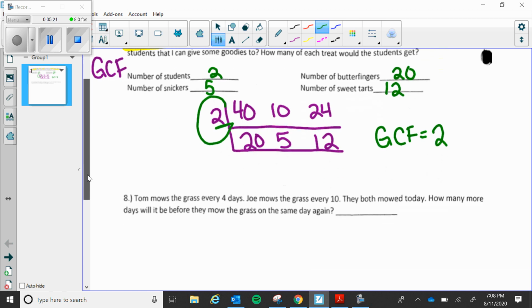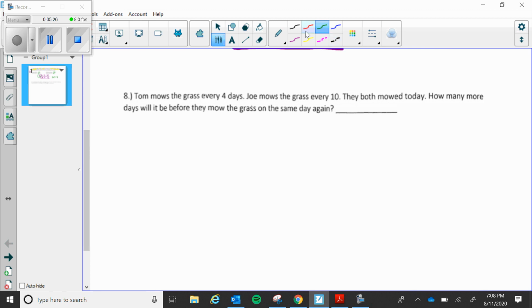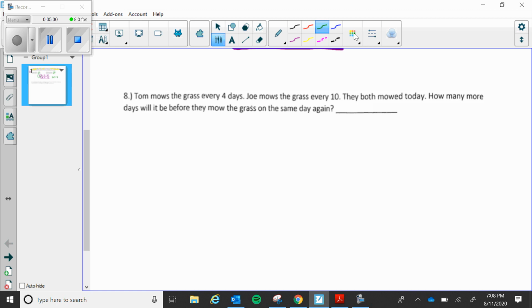Now I'm going to scroll on down to our second word problem. So same deal. We're going to read through the word problem and highlight those keywords and phrases that we see that might tell us whether or not we are solving for GCF or LCM. So let's go ahead and get started.